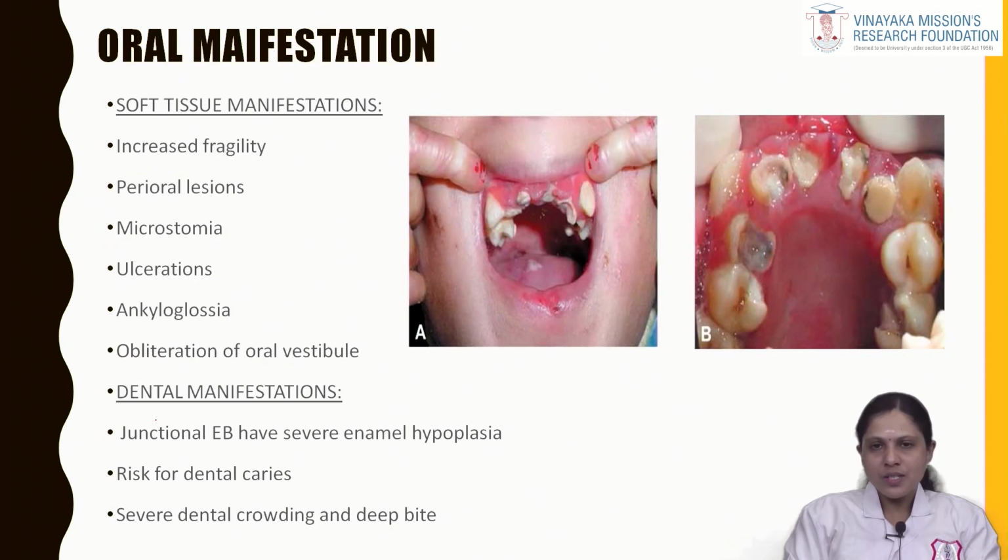So oral manifestation is very important in epidermolysis bullosa. It shows both soft tissue and hard tissue manifestation. In soft tissue we can see increased fragility. Perioral lesions can be noted, microstomia, ulcerations, ankylosing, obliteration of oral vestibules can be seen. Dental manifestations like in junctional epidermolysis include severe enamel hypoplasia, increased risk of dental caries, and severe dental crowding and deep bite can be noted in these patients.